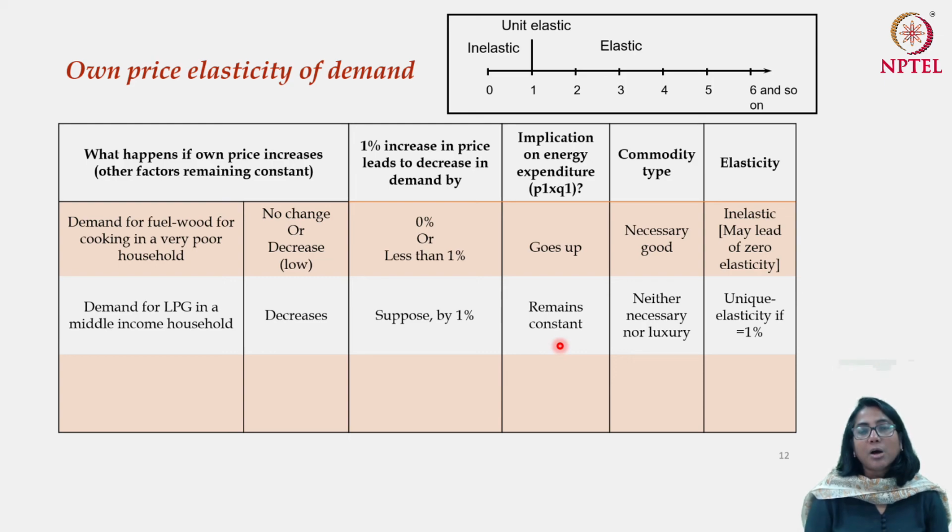So probably the household sets aside some X amount of money per month to spend on LPG. So if LPG price goes up by 1%, they reduce the consumption of LPG by 1%. So the expenditure remains constant. So what kind of commodity is that? This kind of energy commodity is neither necessary nor luxury. There is a little bit of flexibility in the demand, but not very high flexibility. And in this case, if both the changes are by 1%, then you have a unitary elastic demand curve, and you are situated here.